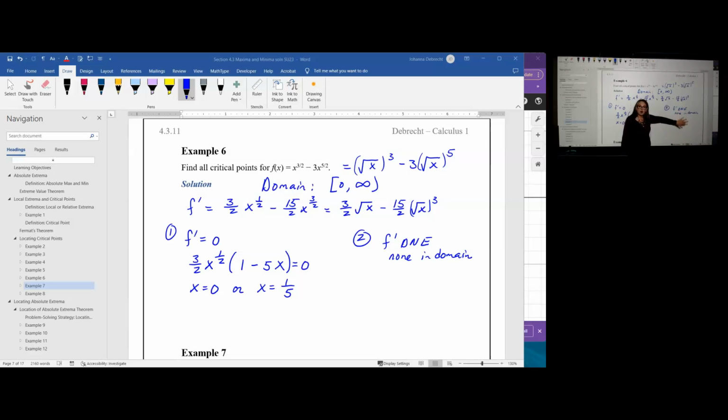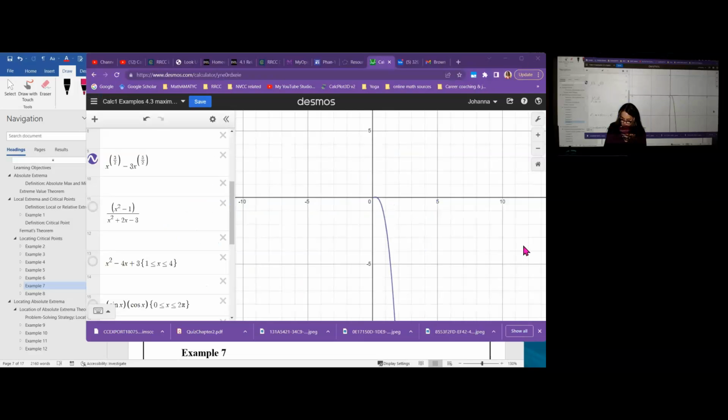So we have no critical points coming from the second option. Setting the derivative equal to 0, I factor out the common factor of 3/2 x to the 1/2 power, leaving the factor 1 minus 5x, which gives me 2 critical points at 0 and 1/5, which are both in the domain of the function. Let's look at the graph to see if they correspond to extrema values.